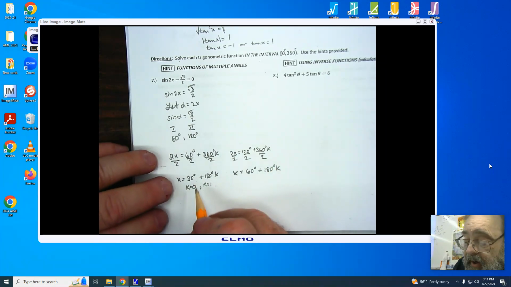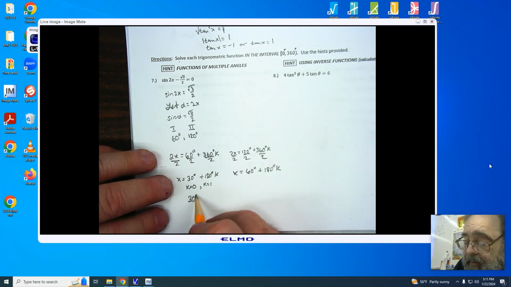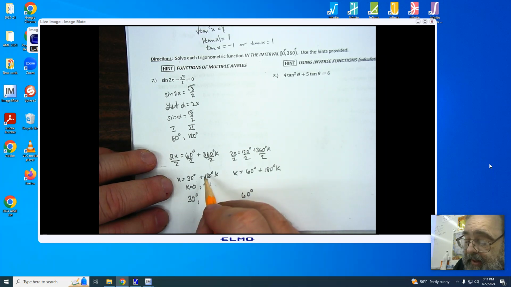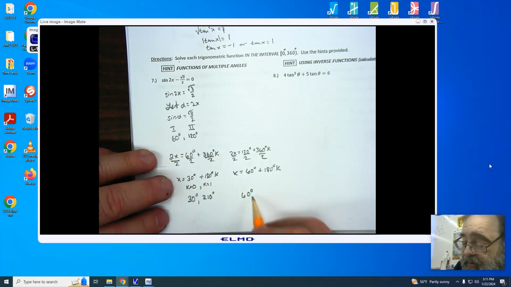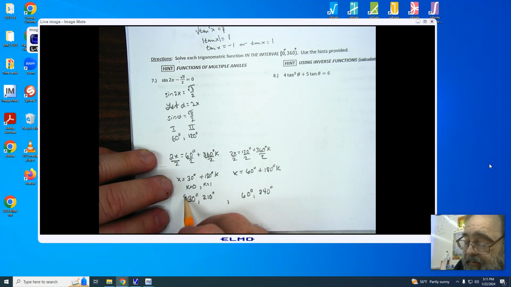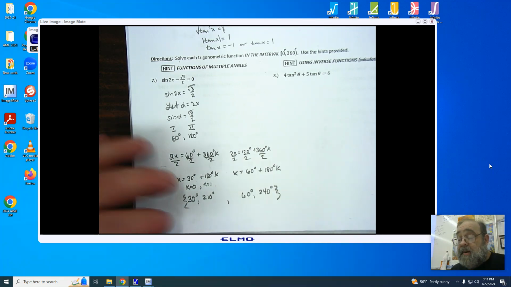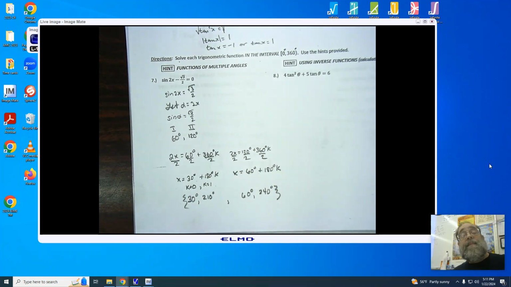When k equals 0, we have 30 degrees for the first one, and we have 60 degrees for the second. When we let k equal 1, we have 210 degrees for the first, and we have 240 degrees for the second. And these constitute my solutions, which I now put in a solution set.